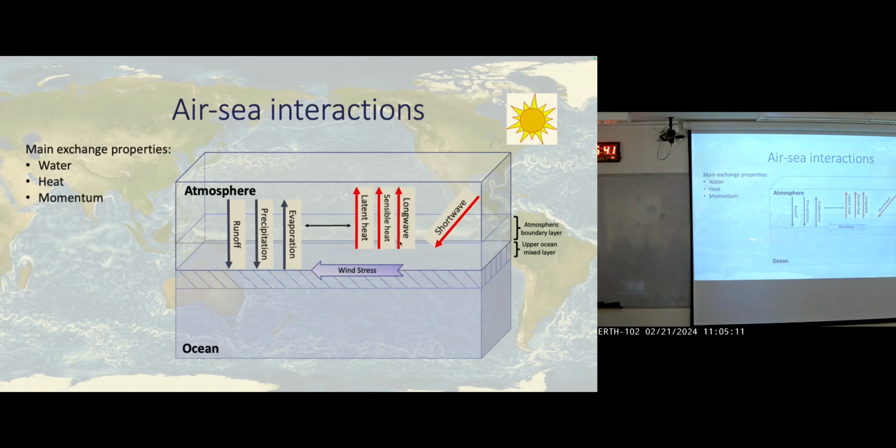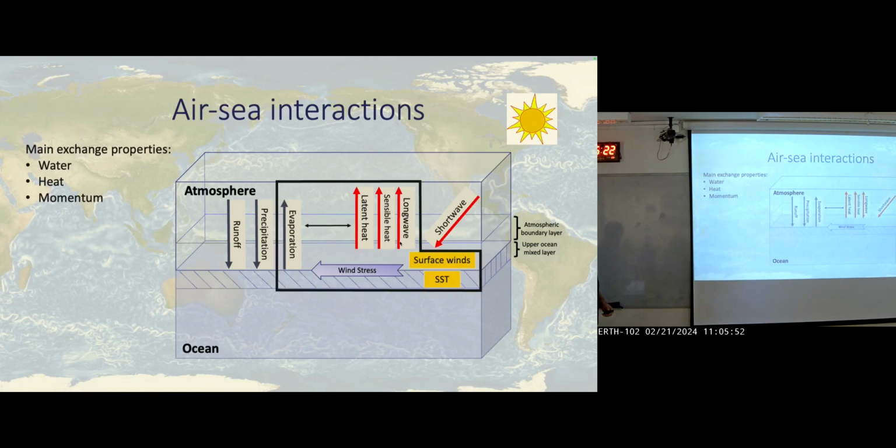And here I list the subcomponents. So in terms of water, we have runoff and precipitation that add water to the ocean, and evaporation that is mostly directed upward. In terms of heat, mostly downward shortwave radiation, emitted longwave radiation, mostly upward, and sensible and latent heat fluxes, turbulent fluxes. And of course, latent heat is directly connected to evaporation. And the wind stress is the momentum flux between the atmosphere and the ocean.